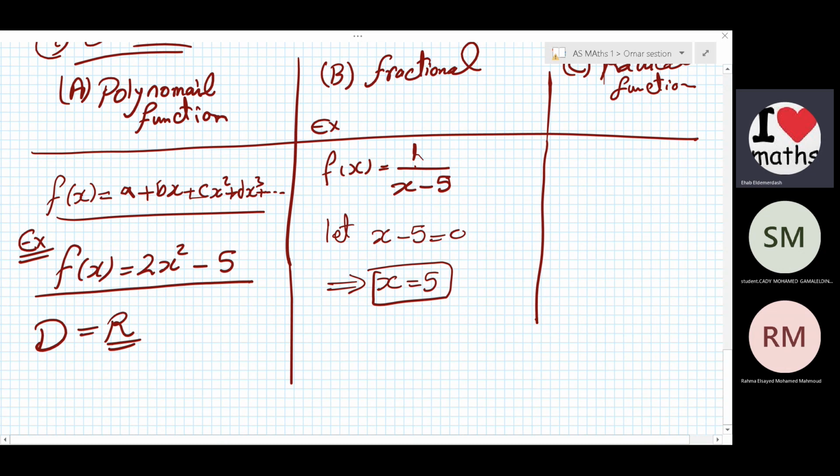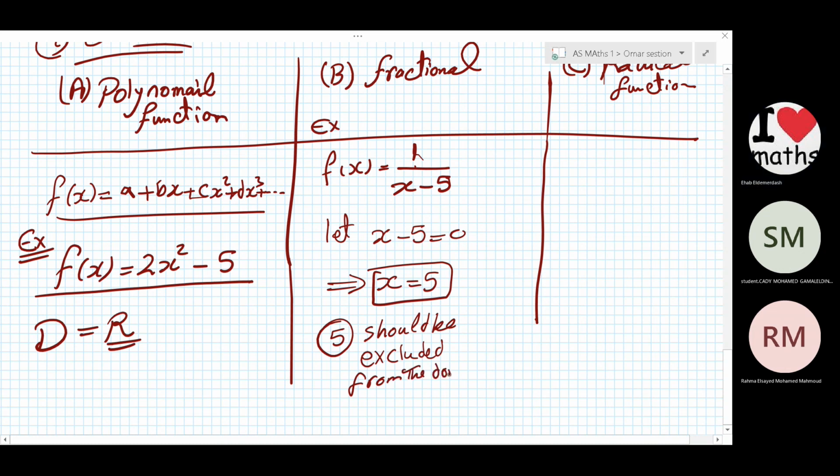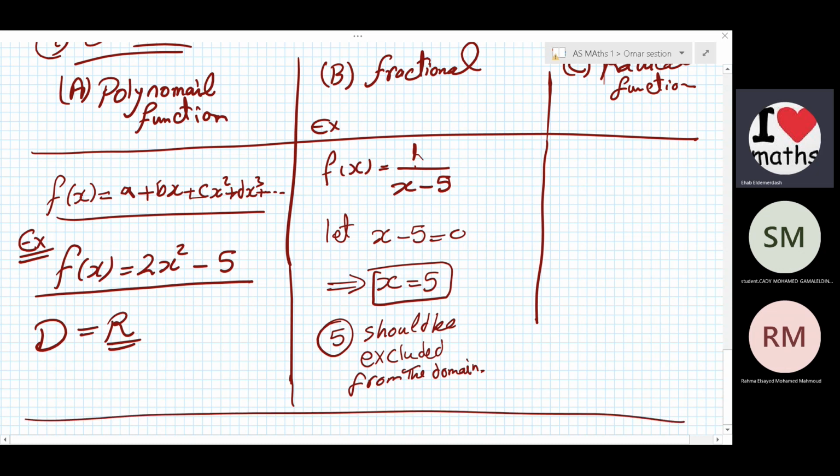So if x is equal to 5, this should be excluded from the domain. So 5 should be excluded from the domain. Here I have to exclude the 5. Why do I have to exclude the 5? Because if I put 5 in this function, it will make a problem. It will make a number divided by 0, which is a mistake.